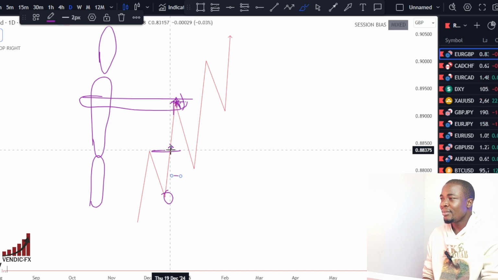So if you get this right, and you get your setup one right, and you mark up your support and resistance properly, I can tell you the only thing that is remaining for you to do is to stick to it.